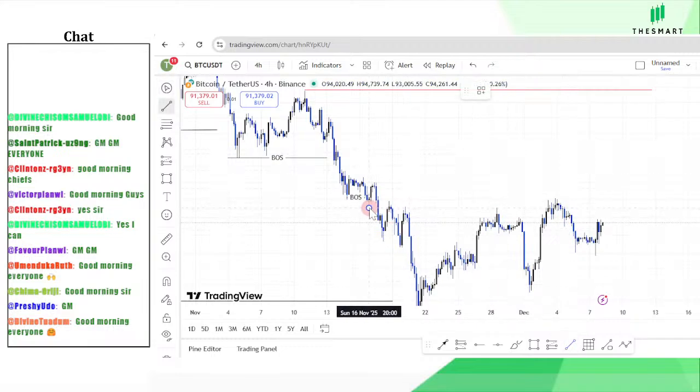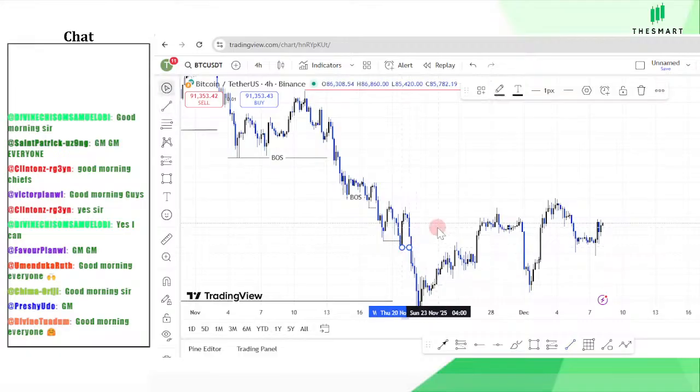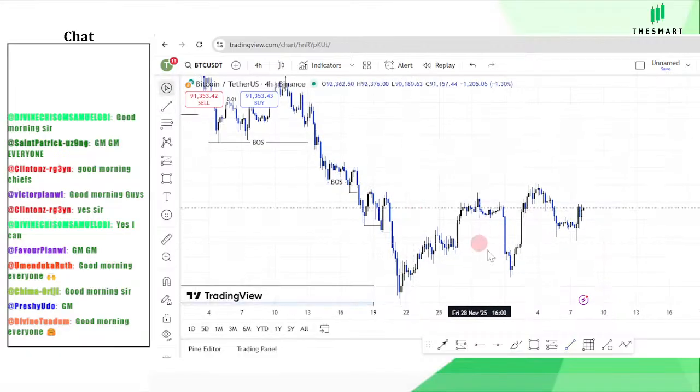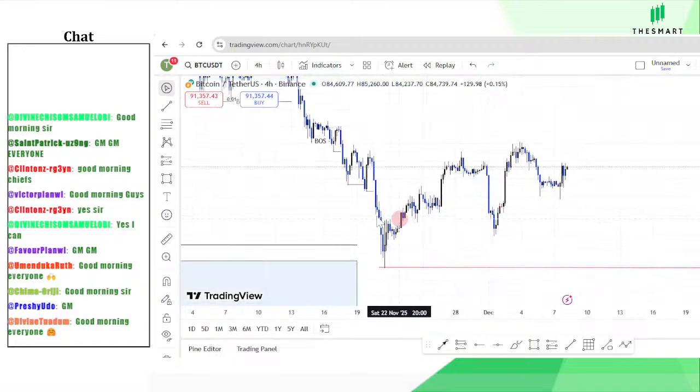We have another break. We have another break here. Followed by this last break we have to the downside. So let's look at this price action to this level. So at this level here, we have a change of character.